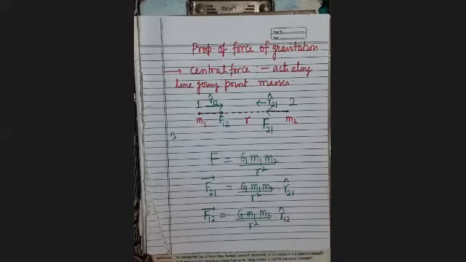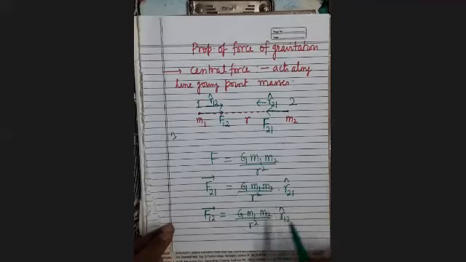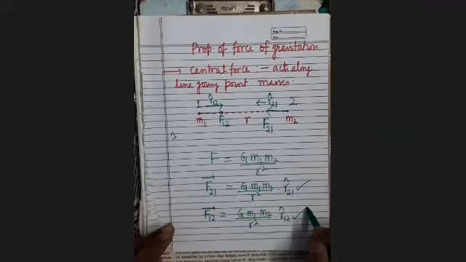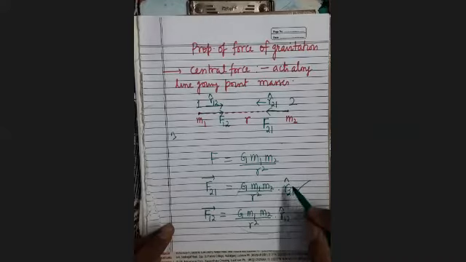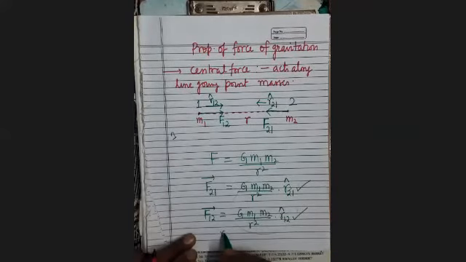Now you can see in these two expressions, what is the difference? Here there is unit vector r21 and this is unit vector r12. Both have the same magnitude, 1 unit. What is the difference in their direction? Their directions are opposite. So vector r21 is negative of vector r12.